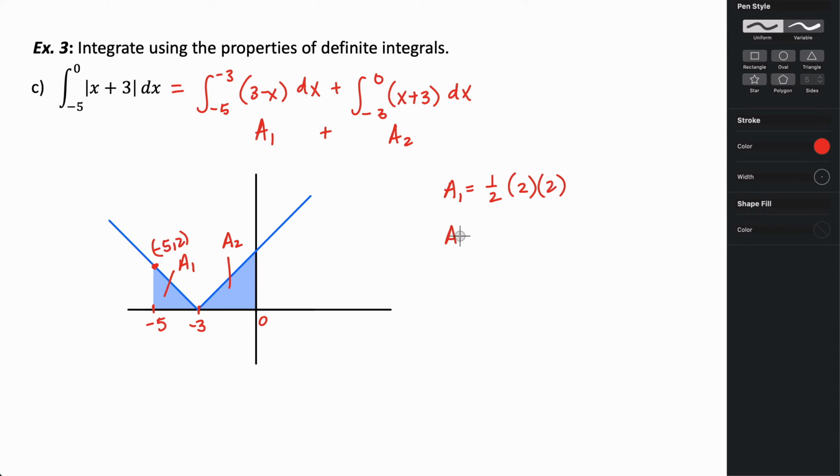And then area 2, its measure of its base is 3. So it's 1/2 times 3 times, if I plug in 0, the absolute value of 3 is 3. And so that's going to be, half of 4 is 2, half of 9 is 9/2, which is 4.5. So this whole thing has an area of 6.5 units. 6.5 units there. All right.